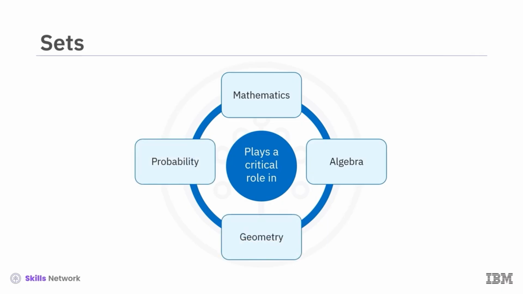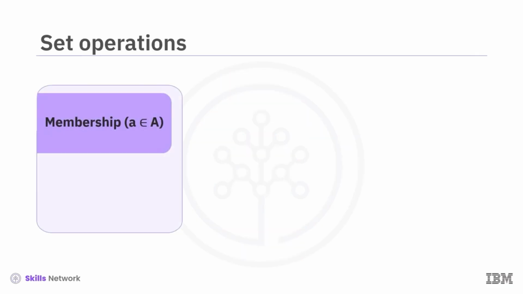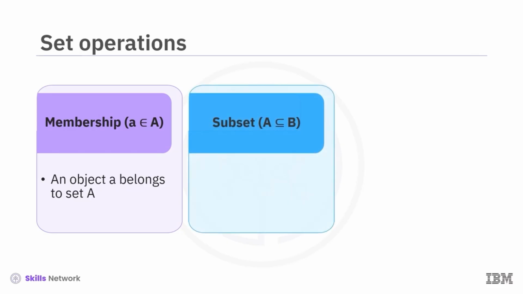Here are some of the basic ideas and operations associated with sets. Membership: lowercase a is an element of uppercase A. If an object a is an element of set A, it is denoted by a ∈ A. Subset: A is a subset of B. A set A is a subset of a set B if every element of A is also an element of B, denoted by A ⊆ B.